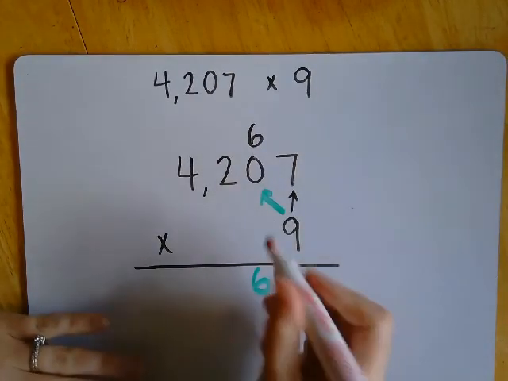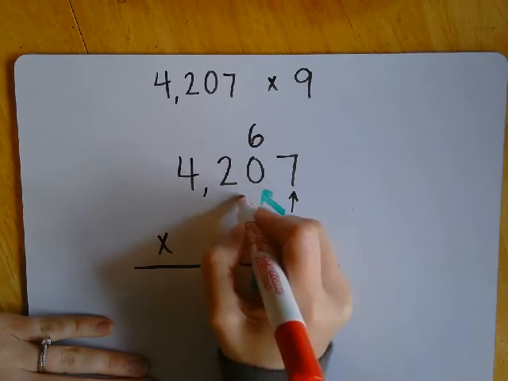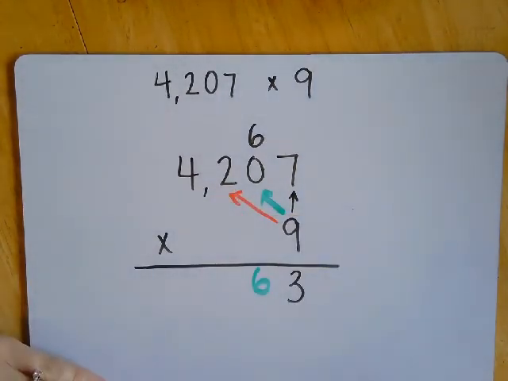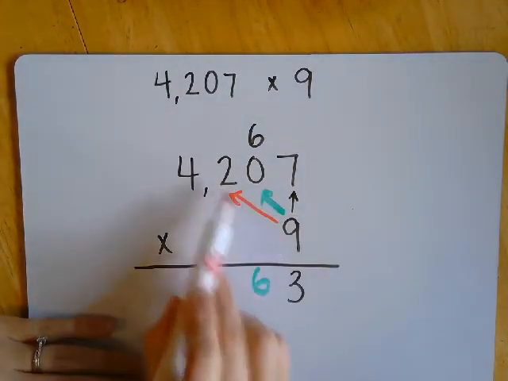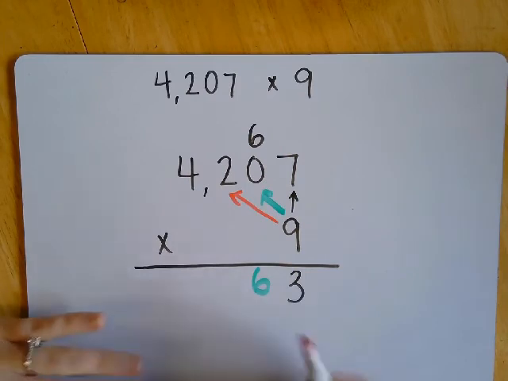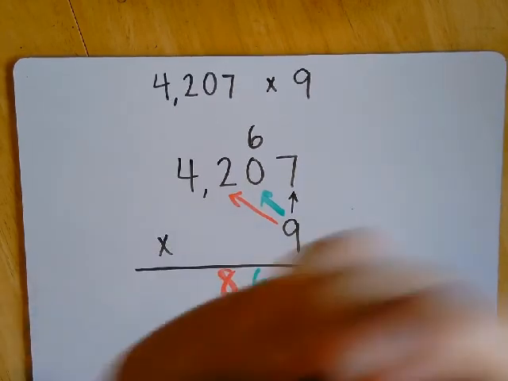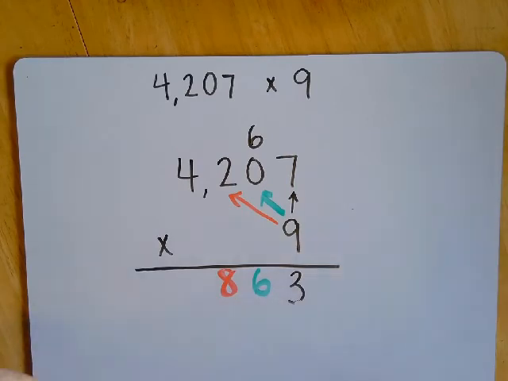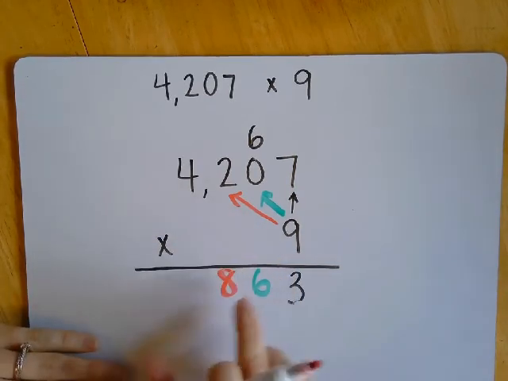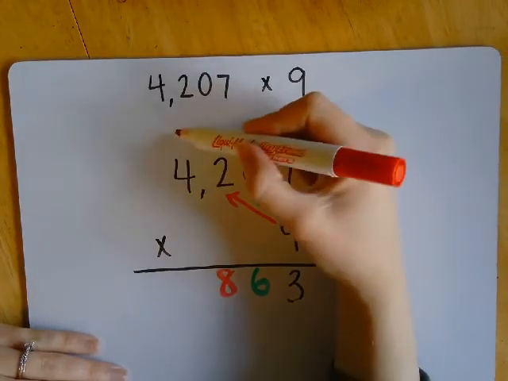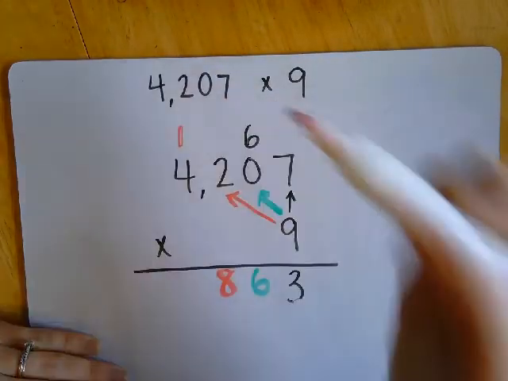Next, I'm going to multiply the hundreds place. So I can think of this as 9 times 2, which is 18. So the 8 stays here. Sorry, I keep erasing my numbers. 9 times 2 is 18. The 8 stays down here, and then the 1 is carried up here.